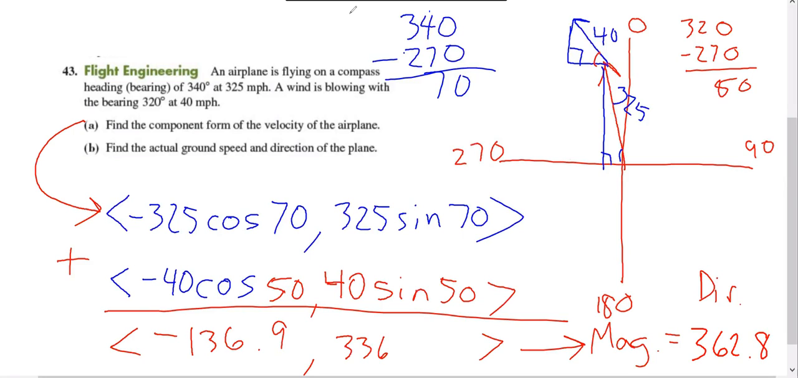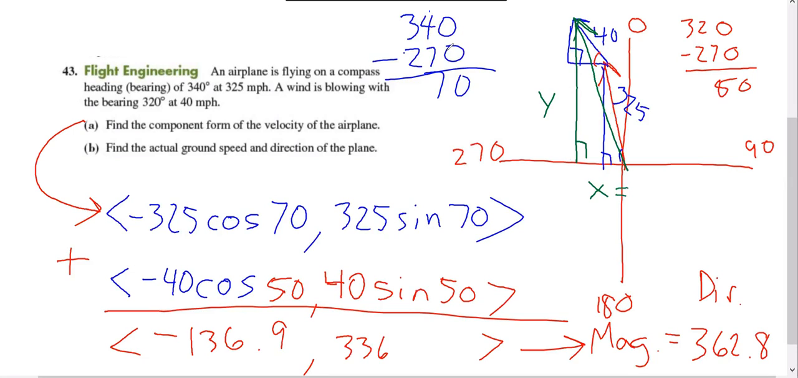Now, direction. Let's think about this. I'm going to use a green arrow to go from here all the way to there. You see the green arrow? Yeah. Okay, so this has an x value and a y value.